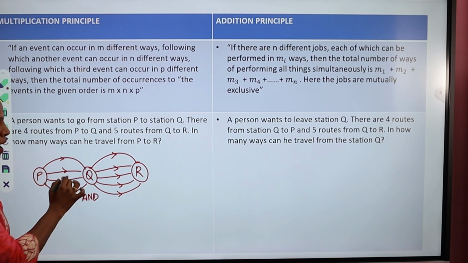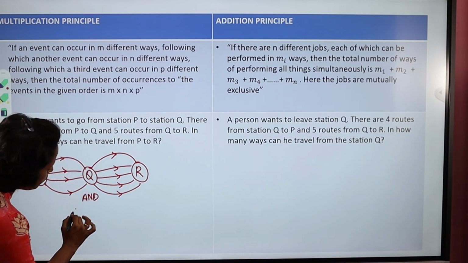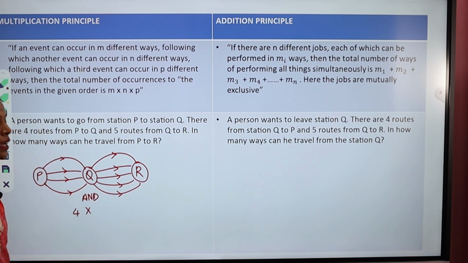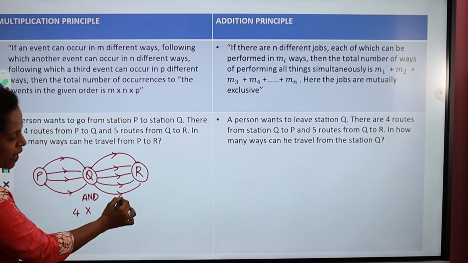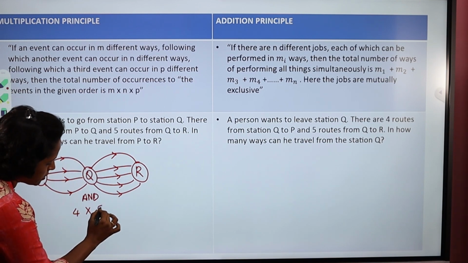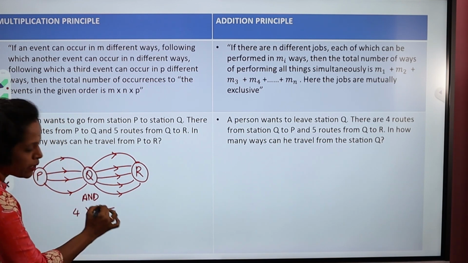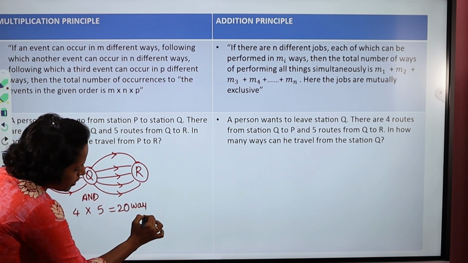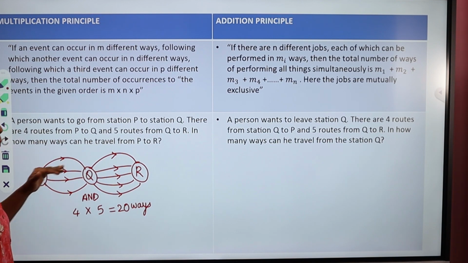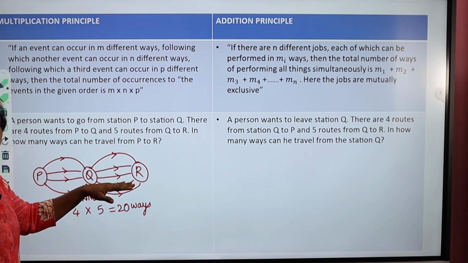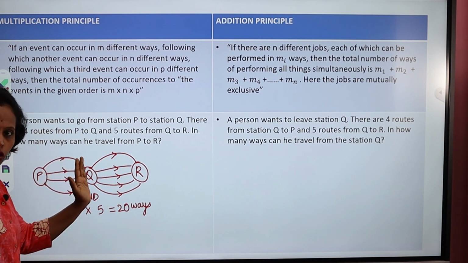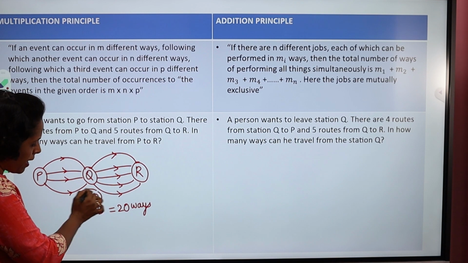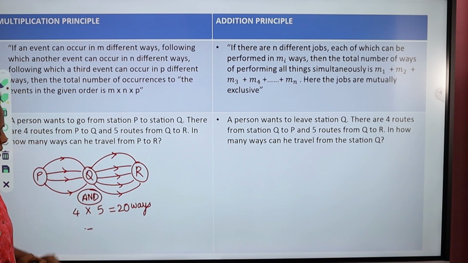So, whenever we have and, it comes under multiplication principle. He can select any one route from the 4 routes in 4 ways, and multiplication, he can select one route from the 5 routes in 5 ways. So 4 multiplied by 5 is 20. In 20 ways he can reach from P to R. Right? So he should go to Q and only then he can go to R. So we are getting the keyword and that goes with multiplication principle.